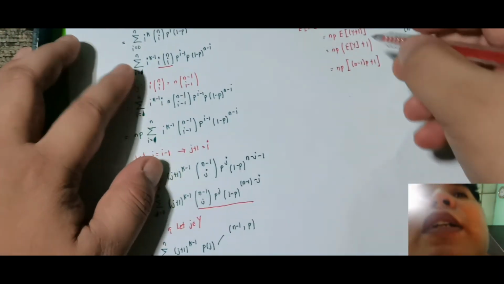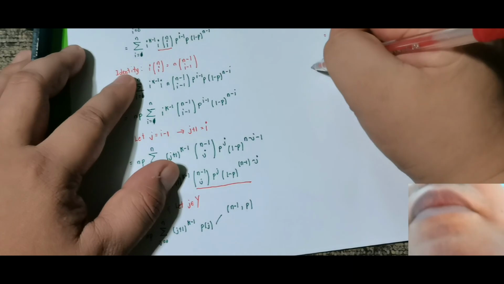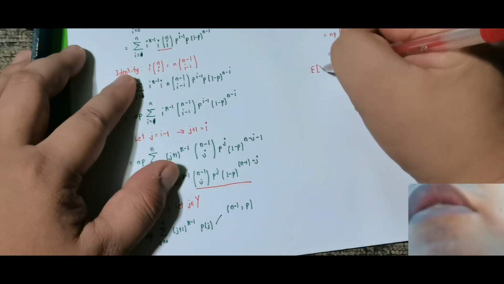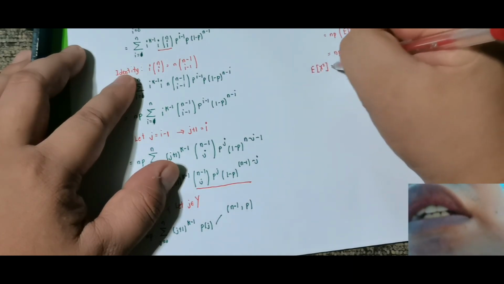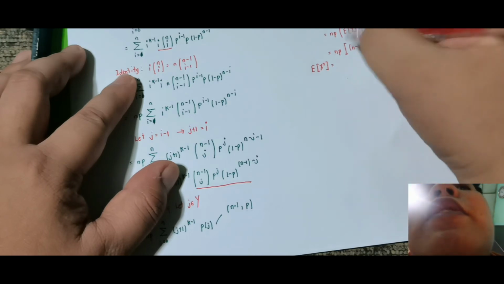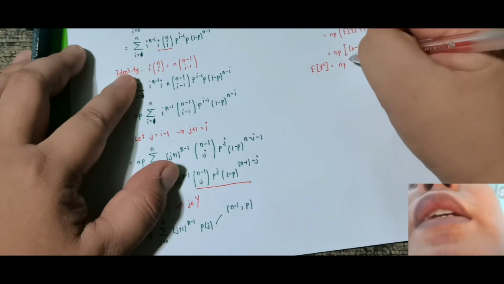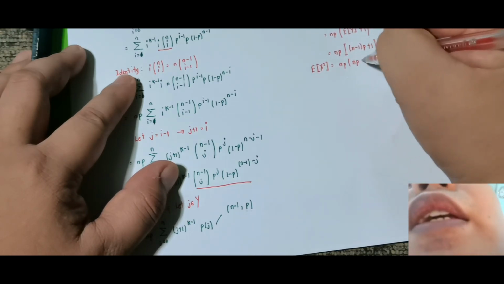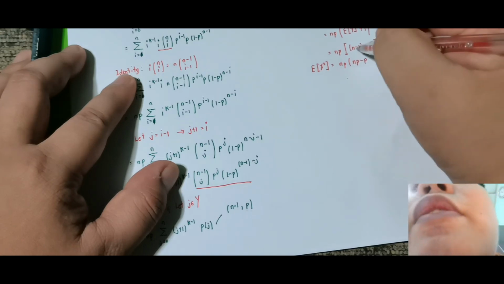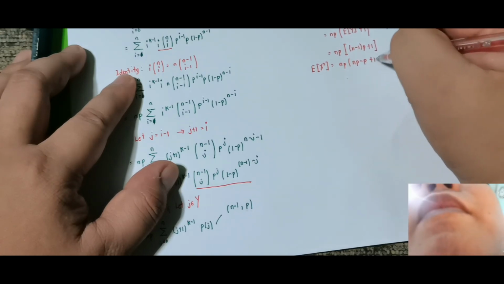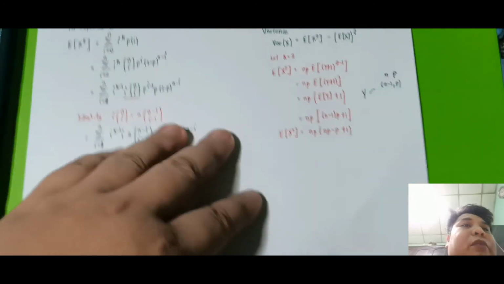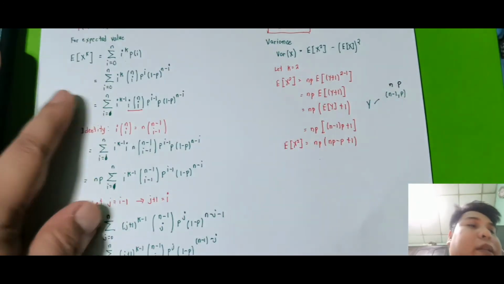Okay, so balikan ko lang konti. So this is just the expected value or the second moment of x is just equal sa np times np minus p plus 1. Okay, so ito yung second moment. So now ready na tayong hanapin yung kanyang variance.